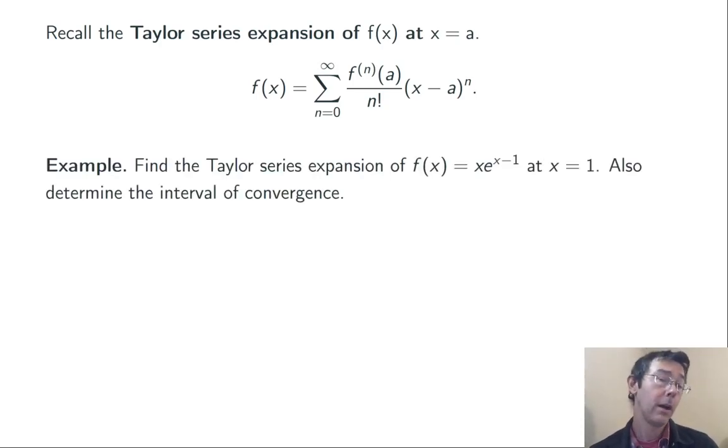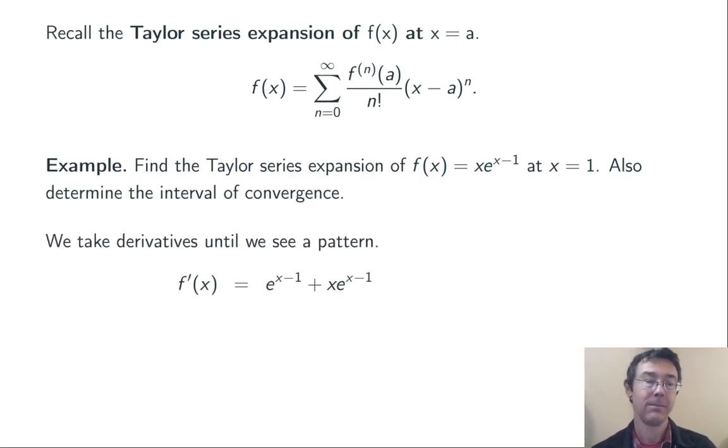Okay. The problem we want to tackle here is f of x equals x e to the x minus 1. We want a Taylor series expansion at x equals 1. We're also going to want to determine the interval of convergence once we have that expansion. In other words, the domain on which that power series is valid.